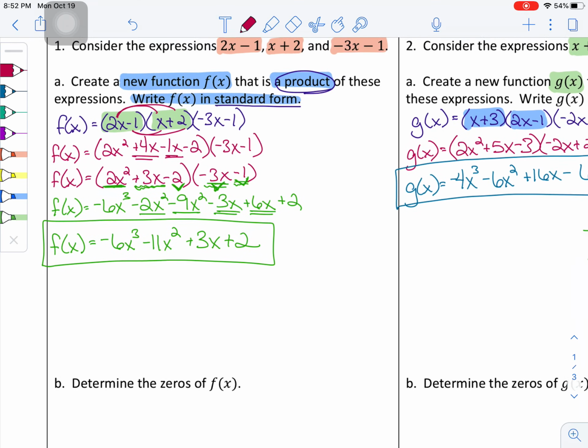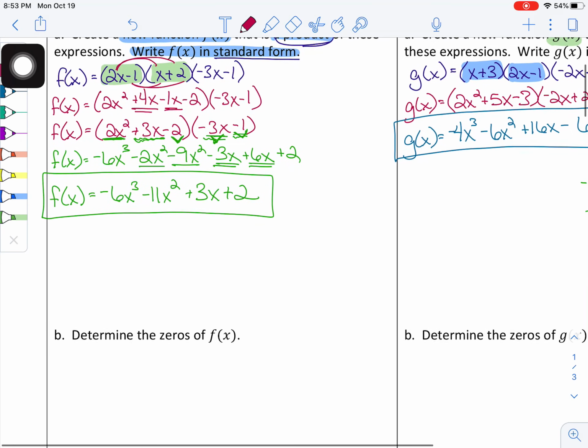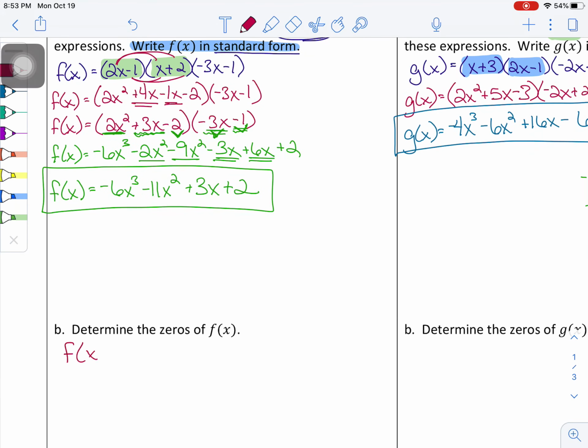So if I look at problem number 1, up here we had f of x, and we took it all the way down to f of x in standard form. Now this is going to be a little bit weird because if I want to find the zeros of the function, I actually don't want to work in standard form. I want to work with the very first step of this equation that I wrote. And so I'm going to rewrite that down here. So f of x is equal to, I have one factor that's 2x minus 1. I have another factor that's x plus 2, and I have a third factor that's negative 3x minus 1.